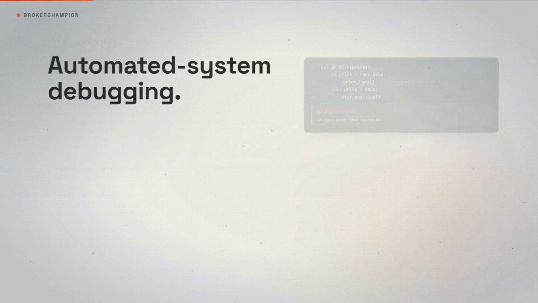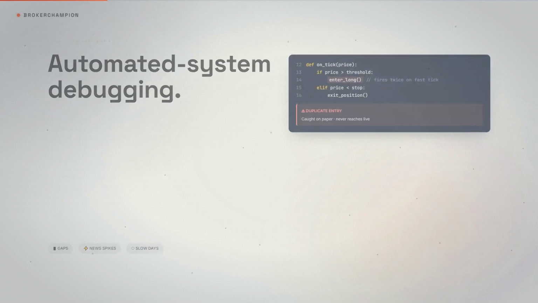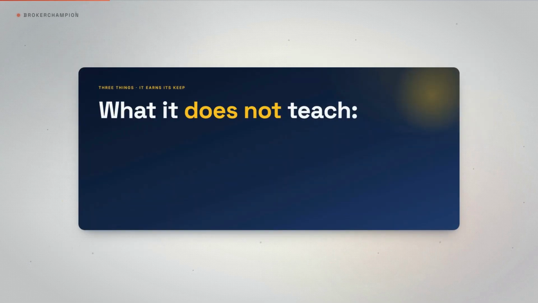Automated system debugging. Route the same logic to a paper account for weeks. Watch how it handles gaps, news spikes, slow days. You'll catch the bug where your entry function fires twice on a fast tick before the bug catches a real position. Three things. Outside those three, paper trading earns its keep less than you think.